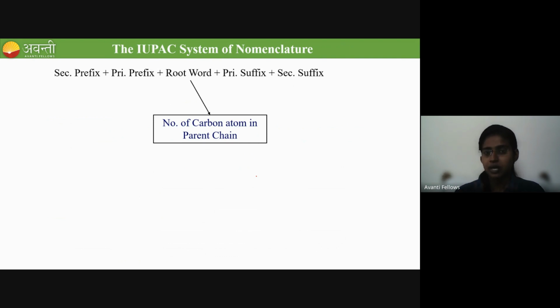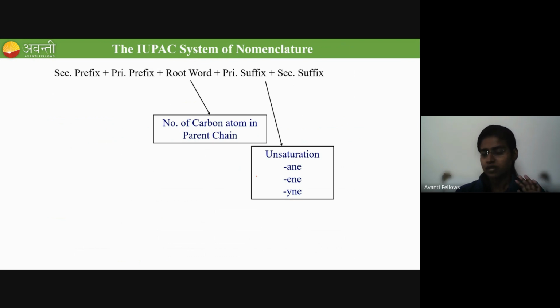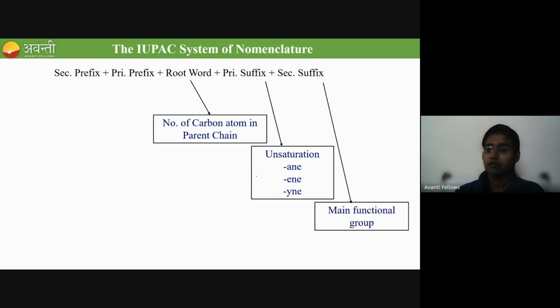Okay. So coming to primary suffix, it denotes the unsaturation. Alkane means it is a saturated compound. Alkene and alkyne are unsaturated compound. Alkene means we will have double bond. Alkyne we have triple bond. And the secondary suffix gives the main functional group. Suppose in our compound, if we have OH, we have to end the name with OL, alcohol, right? Suppose if we have COOH, then we have to end the name with carboxylic acid, that is oic acid. So that secondary suffix denotes the main functional group or the functional group with the first preference.